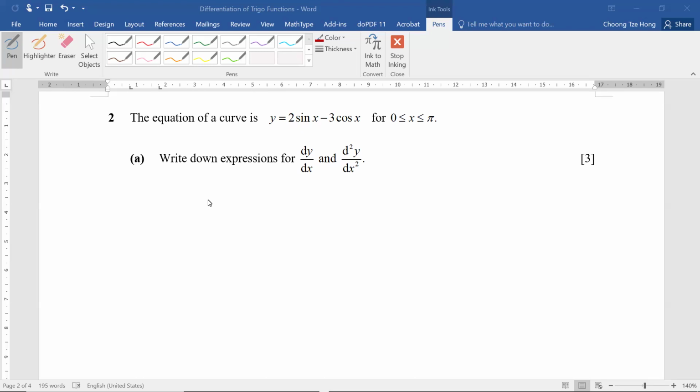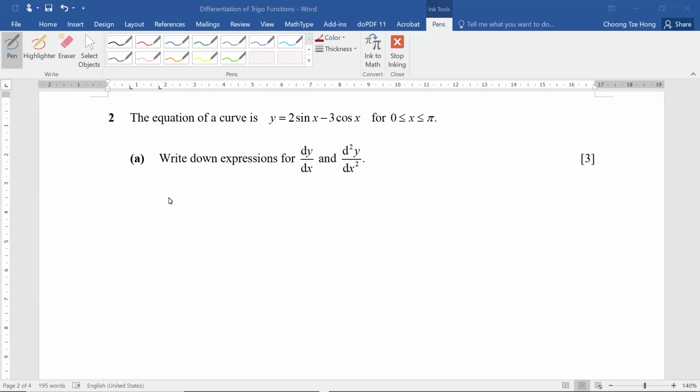So the equation of a curve is y equals 2 sine x minus 3 cosine x, where x is greater than or equal to 0 and less than or equal to pi. For part A, they just want us to find dy/dx as well as d2y/dx squared. So let's go ahead and differentiate.